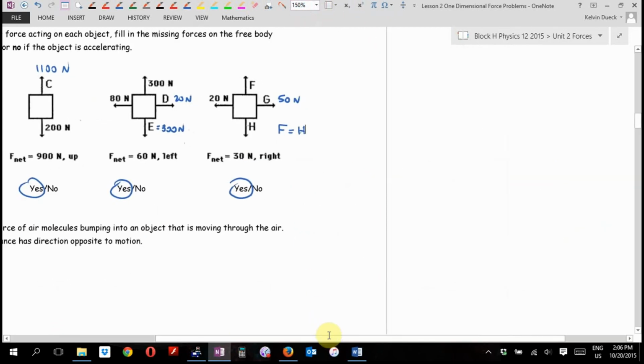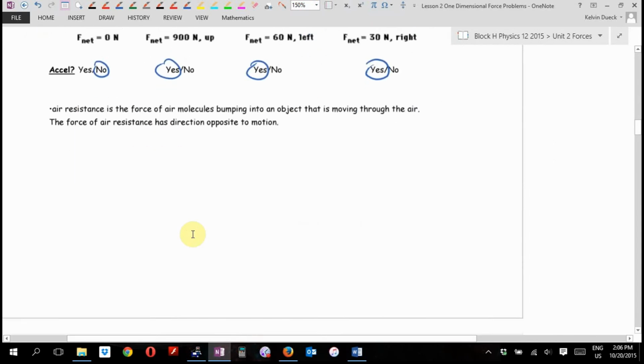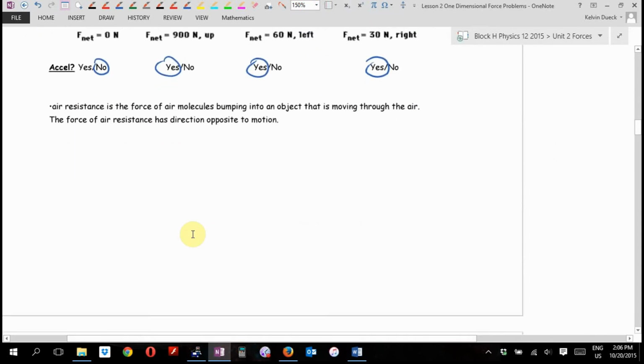Let's keep going. Air resistance. Air resistance is the force of air molecules bumping into an object that's moving through the air. The force of air resistance always has a direction opposite to the way you're moving.